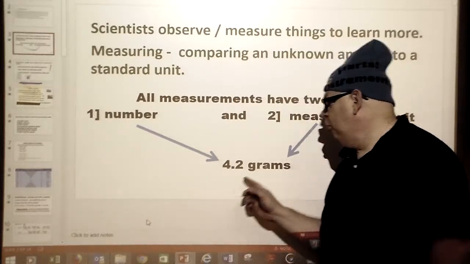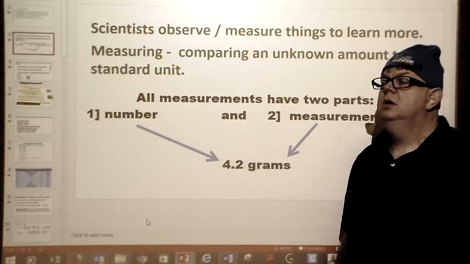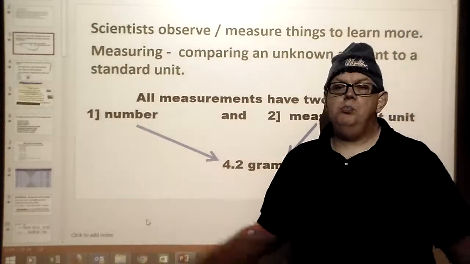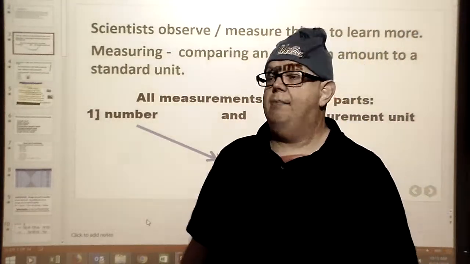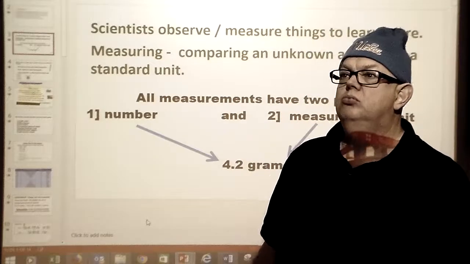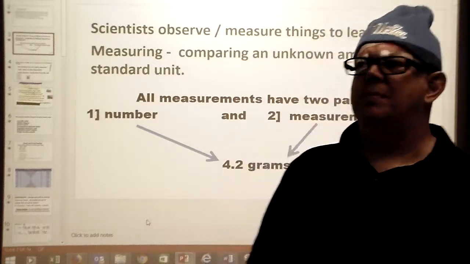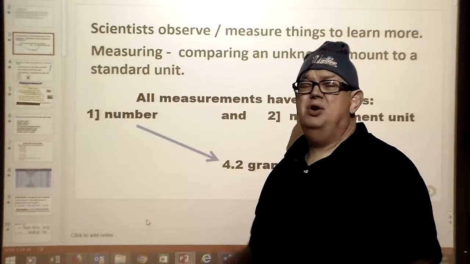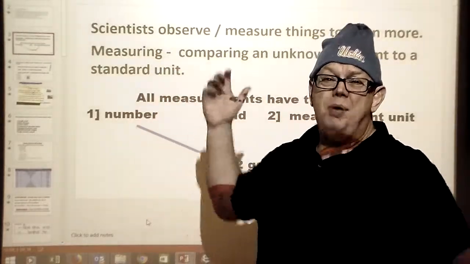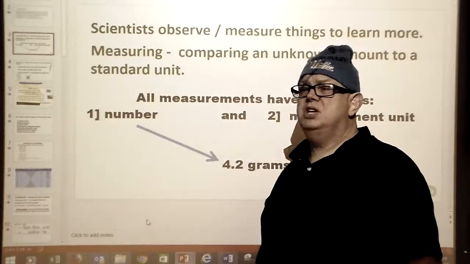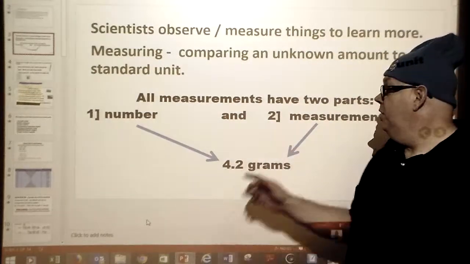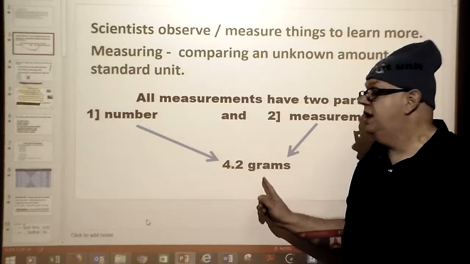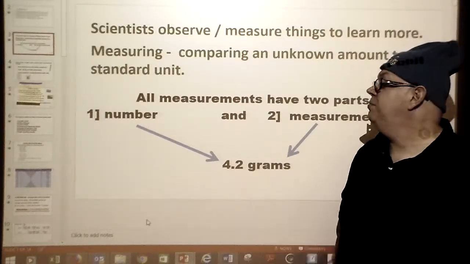So here we have 4.2 grams. Okay, and notice if we didn't have grams, well, 4.2 what? 4.2 apples, 4.2 Republicans, 4.2 Democrats, 4.2 Libertarians, 4.2 presidents, 4.2 pounds, 4.2 kilograms. What are we talking about? So that's why we've got to have a unit in there that tells us what that number is representing.